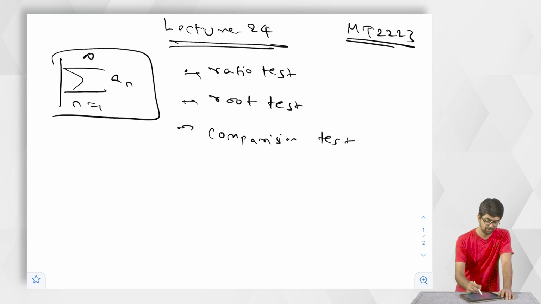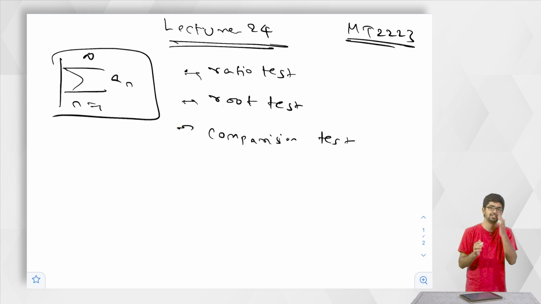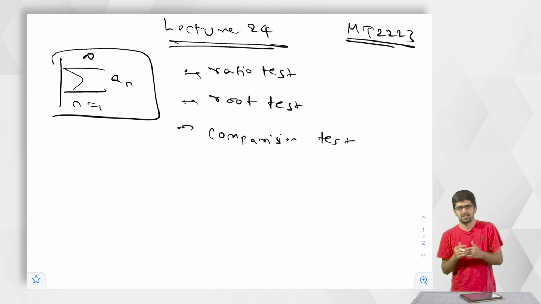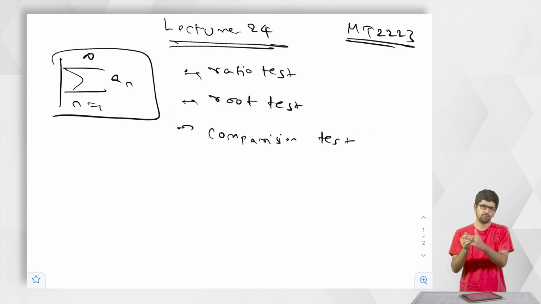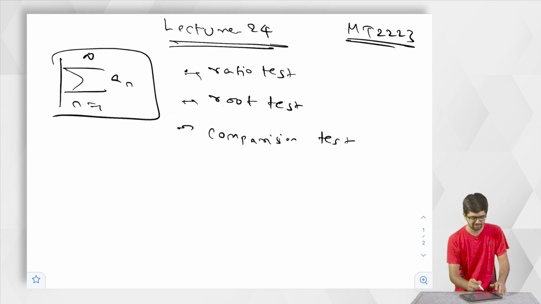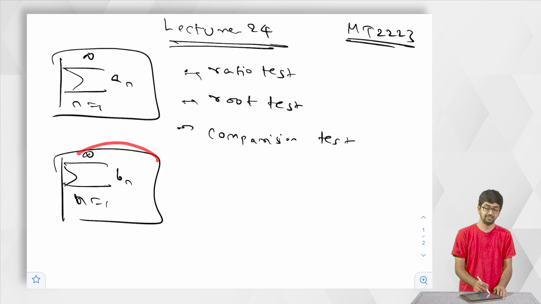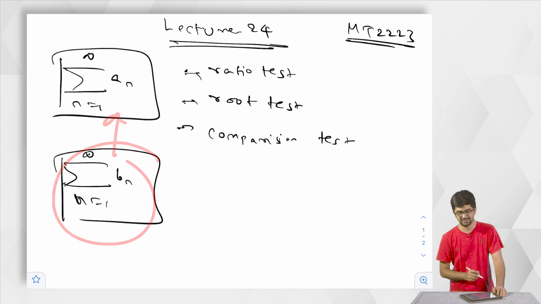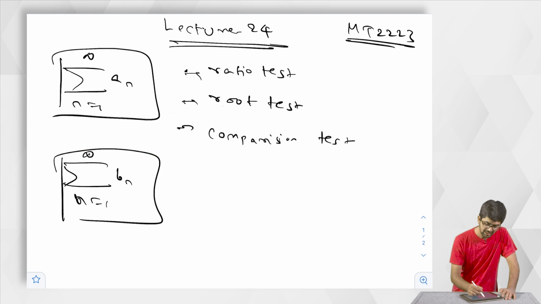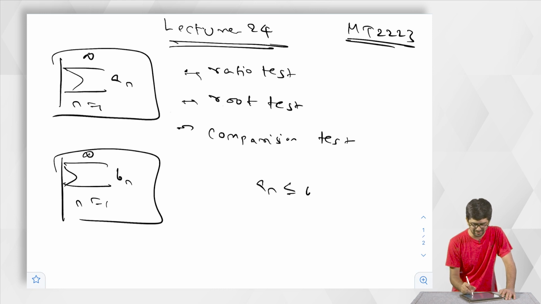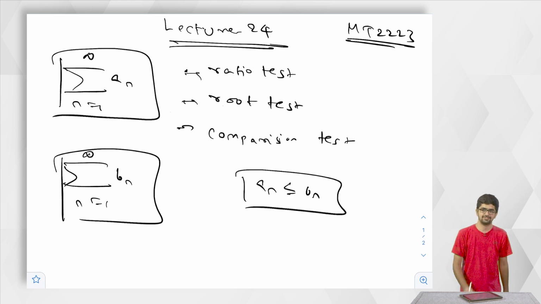Now in the comparison test, we are looking for other series whose convergence we know, say summation Bn, n equal to 1 to infinity. We want to use convergence of this to conclude convergence of summation An. That is the idea. We will try to do the same thing, but now let us focus not on this inequality An less than or equal to Bn, but on something else. What is it? We will see now.